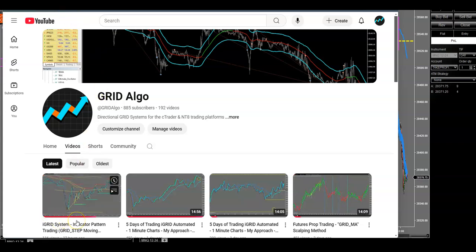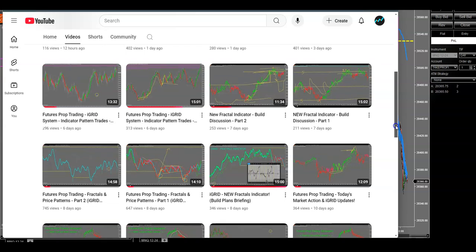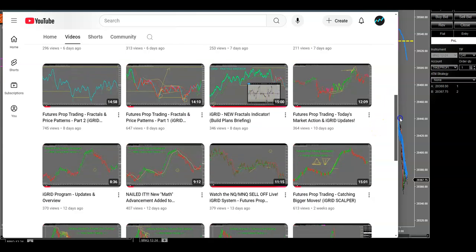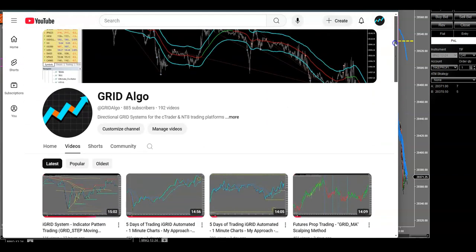So indicator pattern trading: you go to the videos tab, indicator pattern trading. This is in chronological order. 5 days of trading iGRID automated, parts 1 and 2. The new grid MA, a scalping method around it. Indicator pattern based trading. Discussions on the new fractal indicator build. More on price pattern based and indicator based trading. So all kinds of stuff. Just added new math to the scalper indicator. There's a lot of stuff that I've been adding here and more on the way.